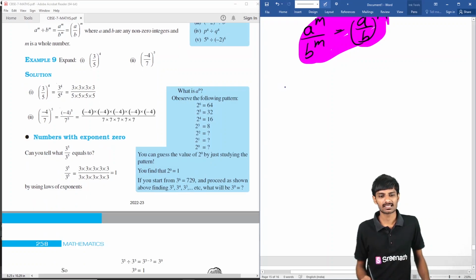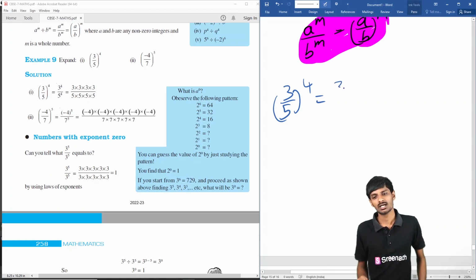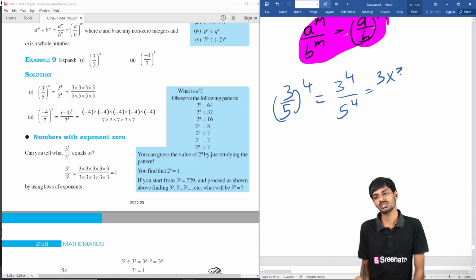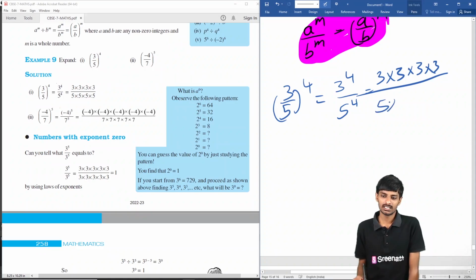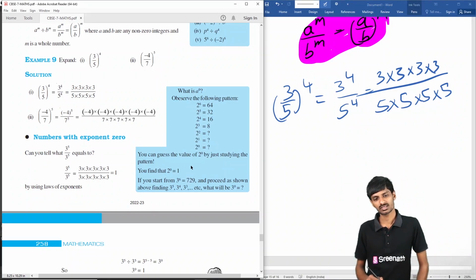So there is an example: (3/5) whole to the power of 4. If they want to expand it, how? That is nothing but 3 power 4 by 5 power 4. That is 3 into 3 into 3 into 3, four 3s, over 5 into 5 into 5 into 5, four 5s. That is the expanded form. Like that you do for this also.